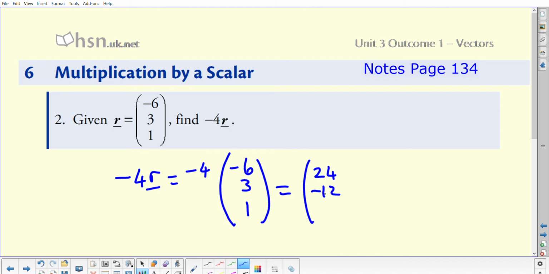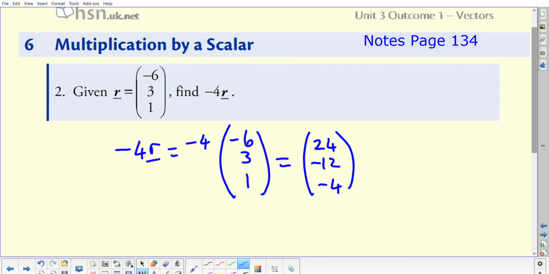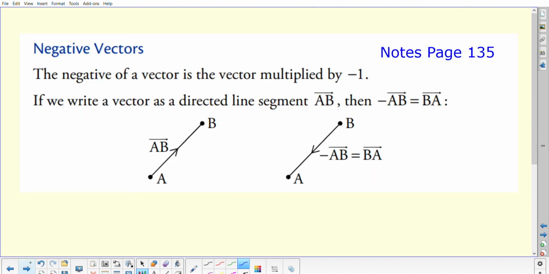Negative 4 times 3 is negative 12, and negative 4 times 1 is negative 4. So there shouldn't really be any issues with that. That should all be quite straightforward, I would have thought. It's just about jogging your memory because you have seen all this stuff before.